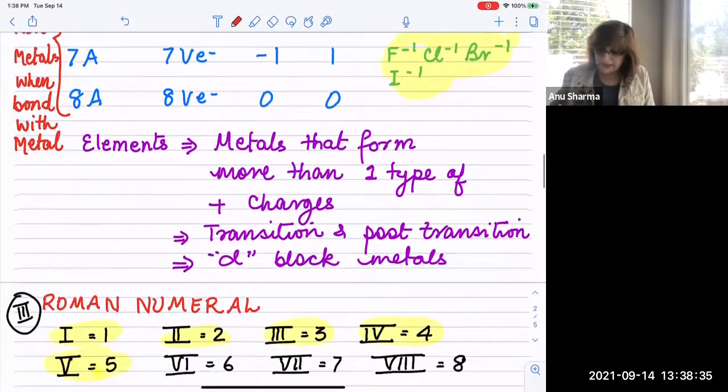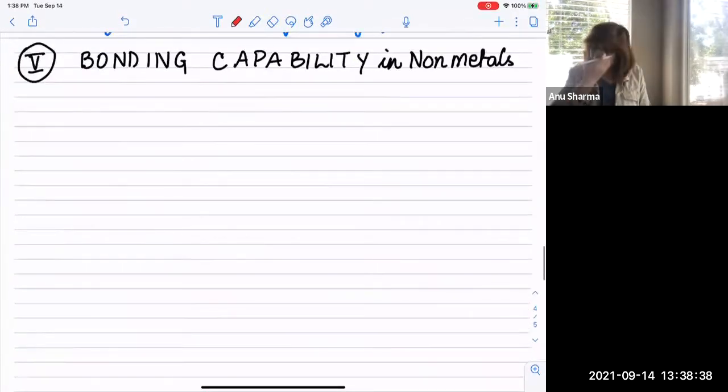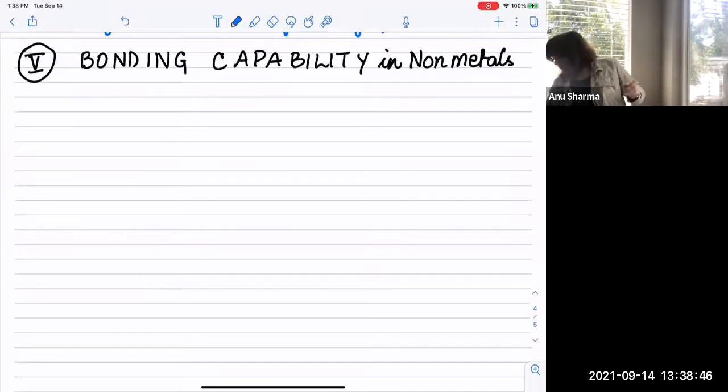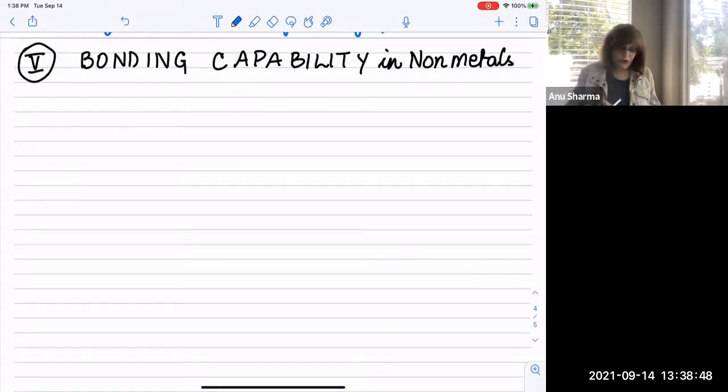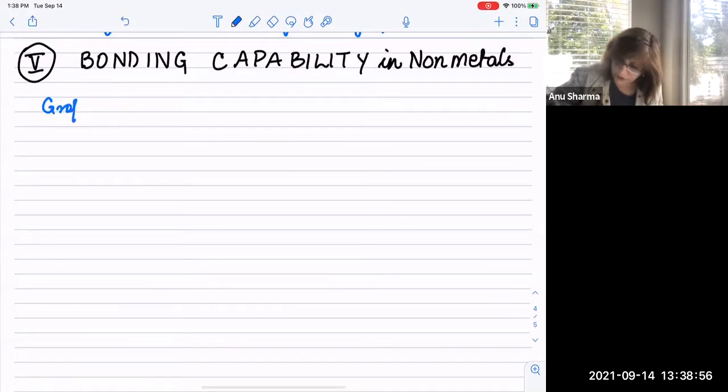Okay, next is, let's look at this situation where the bonding capability in nonmetals. So let's look at, first of all, the nonmetals that we know of. Hydrogen is a nonmetal, right? So let's look at this. Hydrogen, group 1A, I'm going to just put it like GRP. Group 1A, we have hydrogen. Hydrogen has one valence electron, so it will only form one bond. Okay.